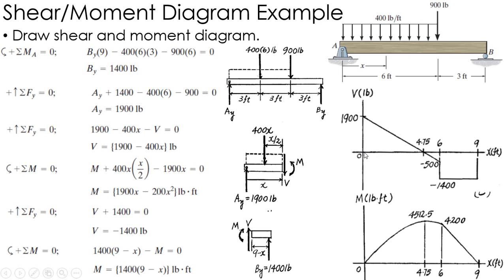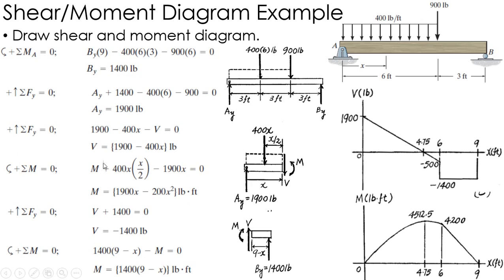So here's what you can do. At A, I jump up 1900, just like I have there. I follow my curve down like this. Then it goes from negative 500 down to negative 1,400 because I have the concentrated load of 900. Then it gets to B, and it bounces back up 1,400 because at B, I have 1,400. So that's where we talk about those jumps like we had before.